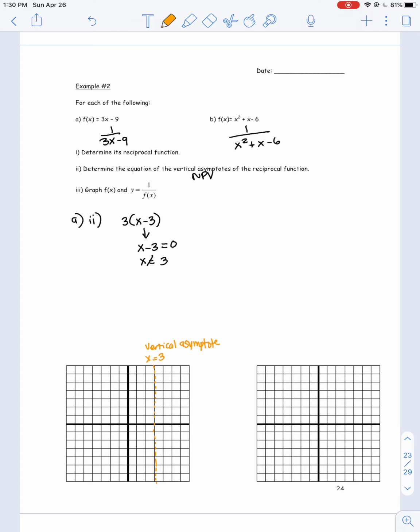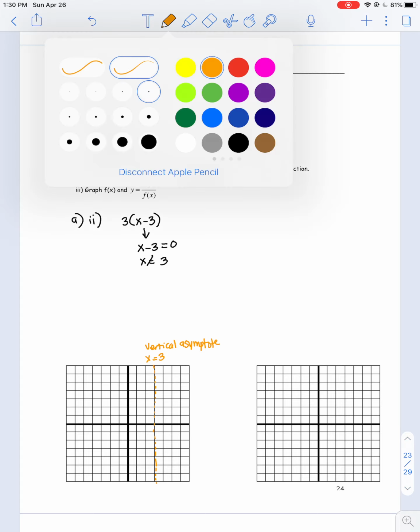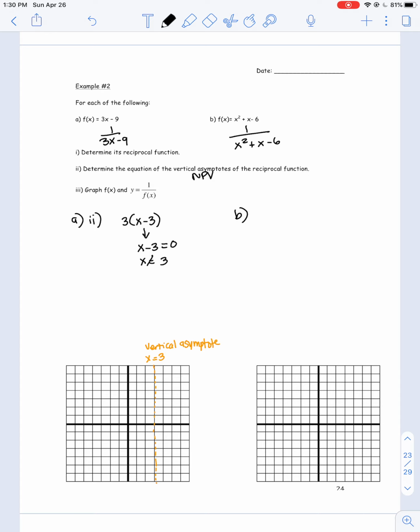And then what they want us to do is, we'll do that same thing for B. For B, we're going to factor the denominator, and that's going to be x plus 3 and x minus 2. So those are the numbers that multiply to this and add up to the middle, right? So when we solve for it, we make each factor equal to 0, and then we solve for x. So those are our two non-permissible values, which means that those are the vertical asymptotes.